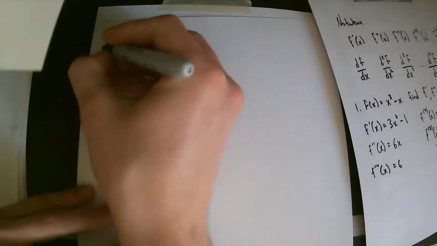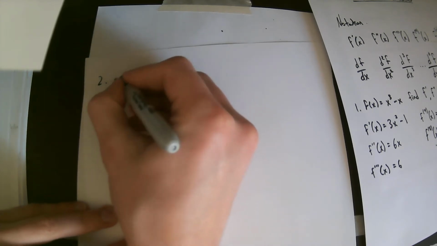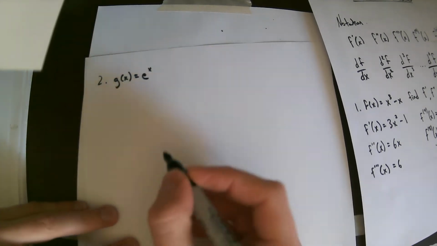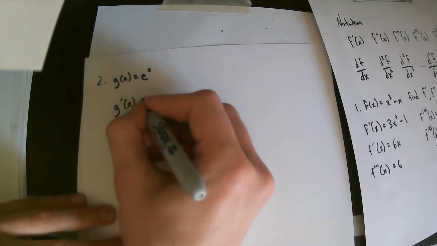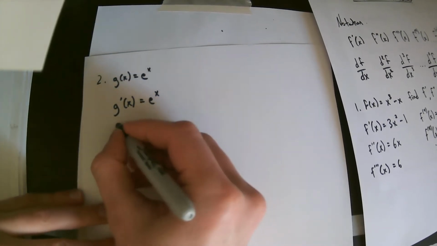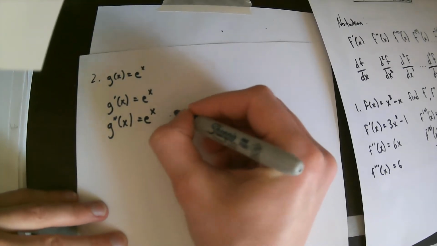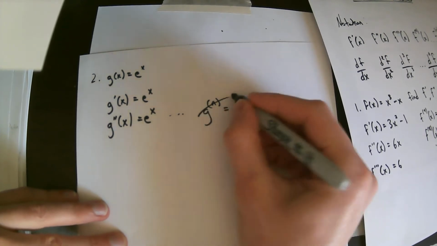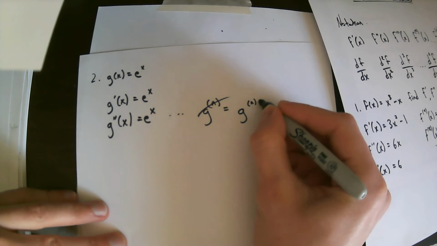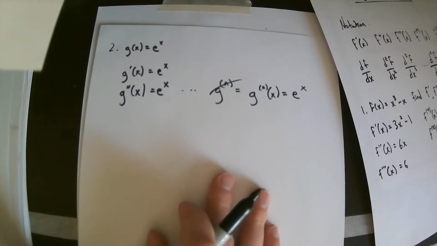What about e to the x? Well, g prime of x is e to the x. I think you get the picture here. G double prime is just e to the x. So I could keep going all the way. Any derivative will still just be e to the x, because e to the x doesn't change.